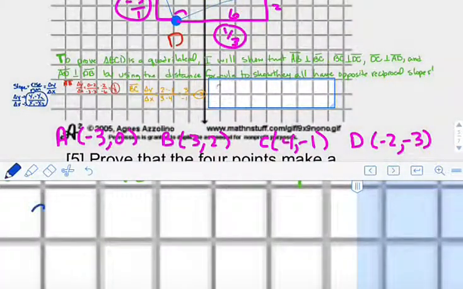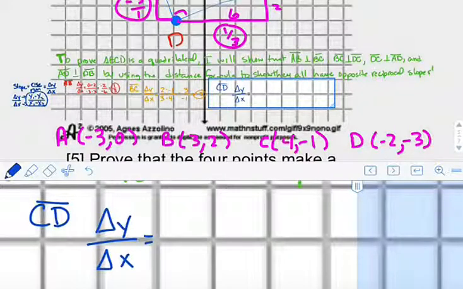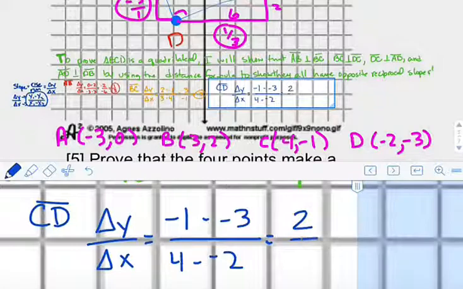Let's find CD. So change in y over change in x. So looking at the coordinate values that I've written at the bottom of the screen, change in y from C to D goes from negative 1 to negative 3. And then change in x goes from 4, subtract a negative 2. Negative 1 subtract a negative 3, the same thing as negative 1 plus 3, which is just a 2. On the bottom, I have 4 subtract a negative 2. Again, this is adding, so that's going to be a 6. And so that reduces to 1/3.